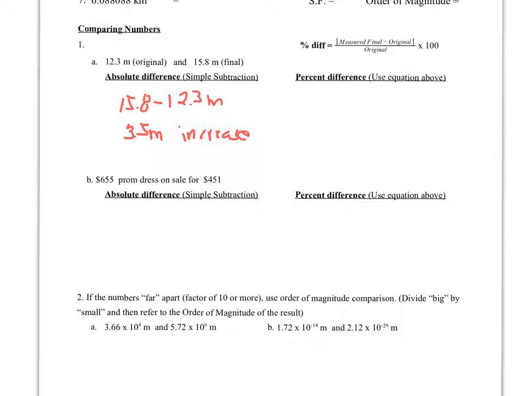Or you would just say the second number is 3.5 meters bigger than the first number. The first number is 3.5 meters smaller than the second number. I'll do part B as well. Same thing for the prom dress.